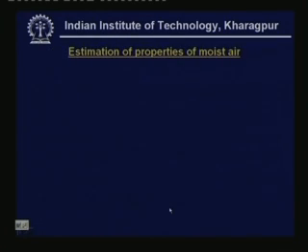Now let us look at the estimation of properties of moist air. As I said, most of the time in air conditioning you will be dealing with moist air. So in most of the calculations, for example, if you want to calculate the energy required for cooling air or the energy required for heating the air, you have to know the properties of air. What is the density of air, what is the specific volume, what is its specific heat, what is its enthalpy. So we have to find out various properties of air. Air is not a pure fluid, just now we have seen that it is a mixture of several gases plus water vapor. So by some means we must be able to find or estimate the properties of moist air for further calculations and design of air conditioning systems.